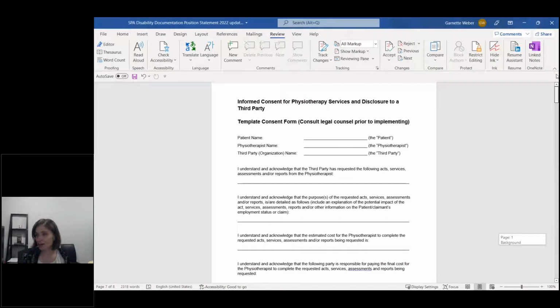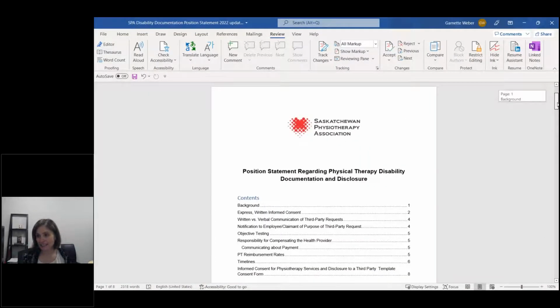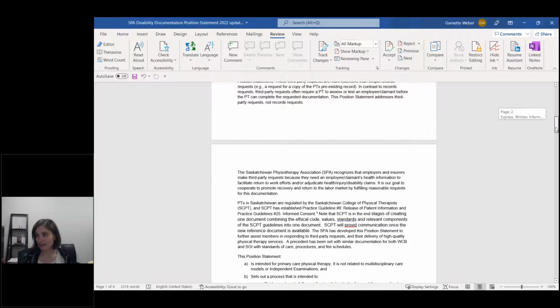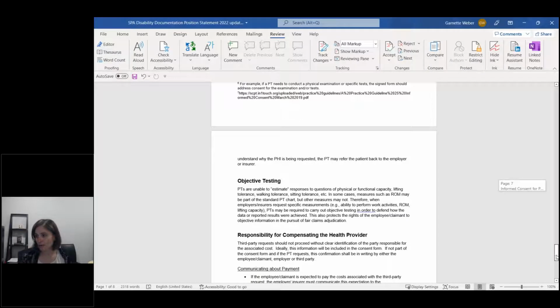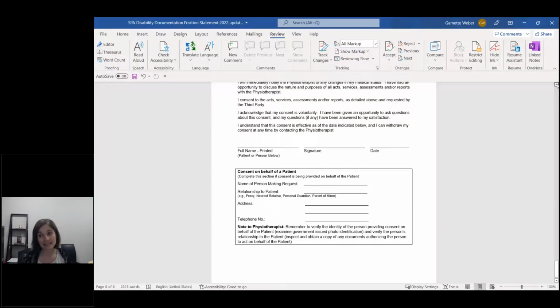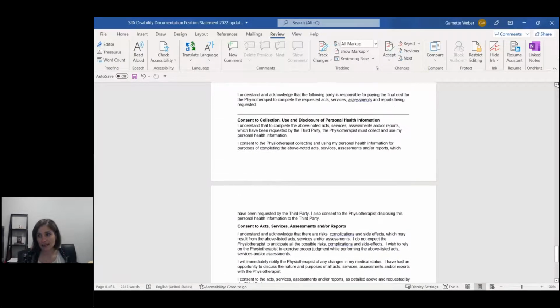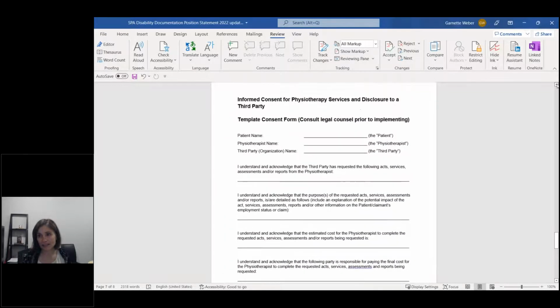So just to share, this information is all provided in detail with the references in the document, and it's available on the SPA website. And we will also indicate that at the end of it, it has a template. If you're wanting to incorporate this into your practice or have a template that would cover all of the elements, this is something you're welcome to use. I recommend that you also get legal consultation if you're significantly modifying it or if you want to use it in your scenario as well.